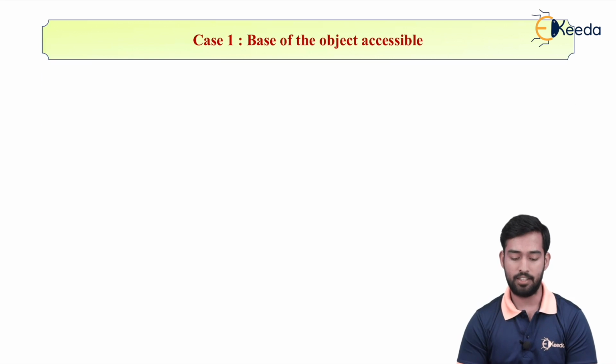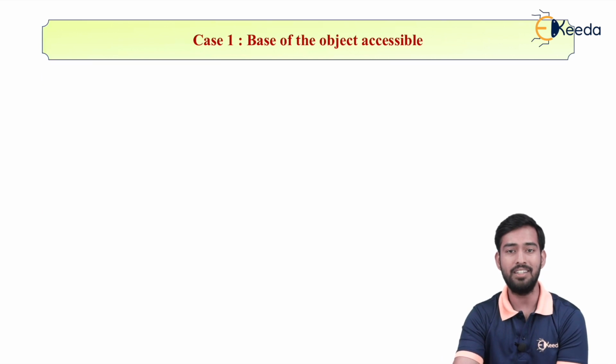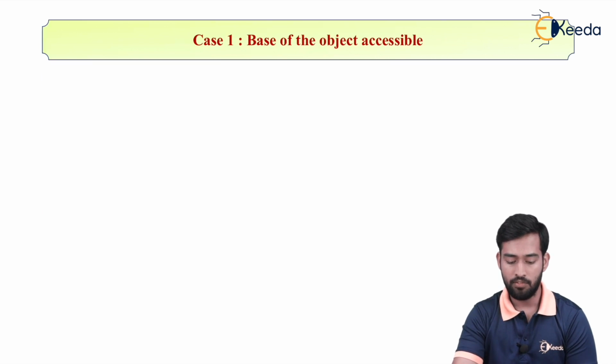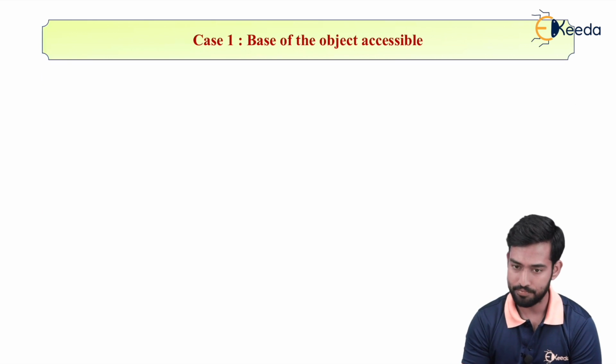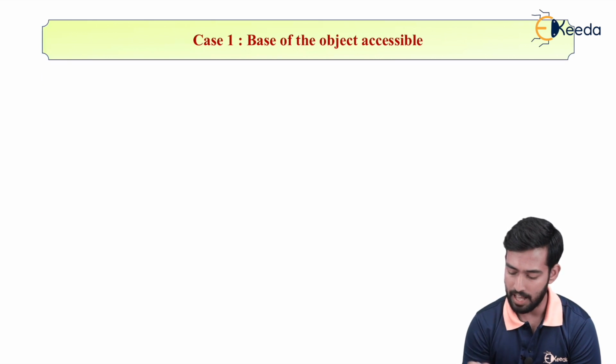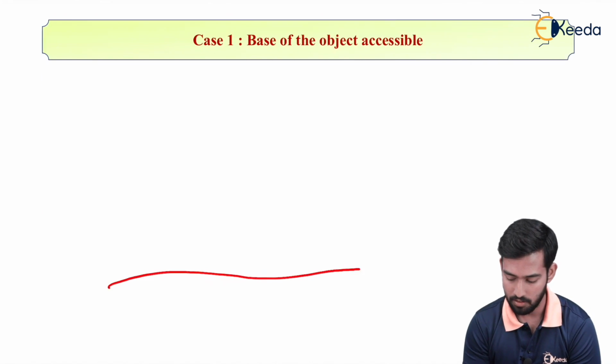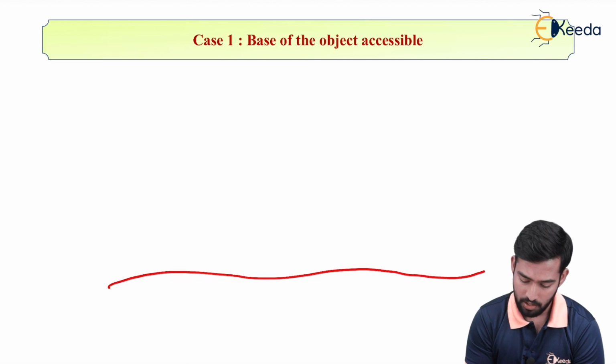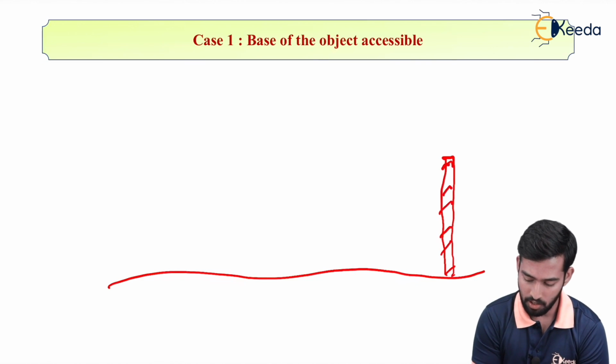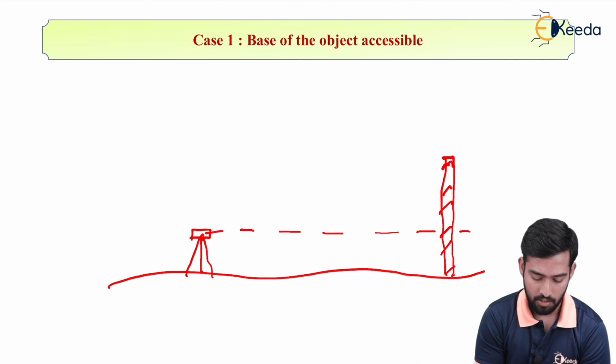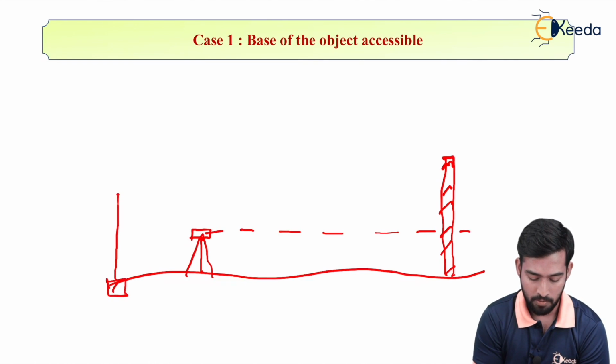So, case 1, as we have discussed, the base of the object is accessible. For this, we'll draw a figure first. Base of the object is accessible means what? It is on comparatively plain ground, where we can calculate the horizontal distance between 2 points easily. So over here is your line of sight. First reading is always taken on what? Benchmark. So it is our benchmark.